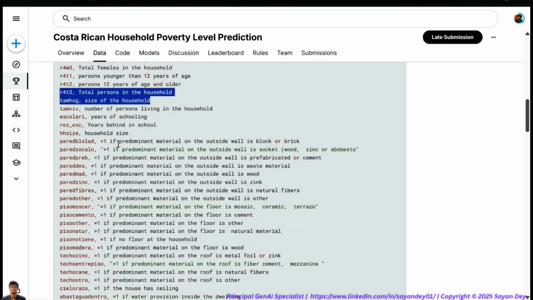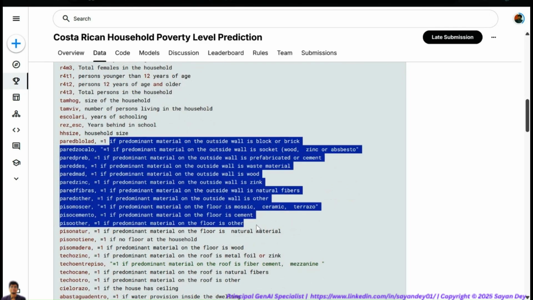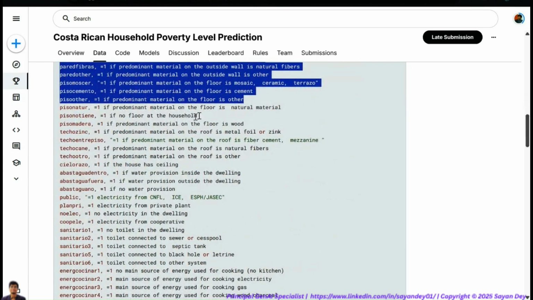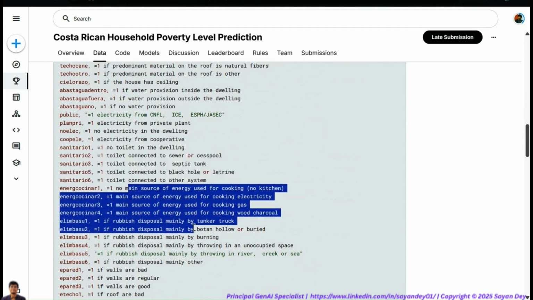We're also looking at factors like what is the material used in the wall, what is the material used in the floor. This is what I was mentioning. You can take pictures and predict that. Okay, and how is the electricity coming? Toilet. Okay, source of energy. This is actually very important. Okay, and this could be a very interesting factor for poverty prediction. What is the energy source you are using for cooking? Is it electricity?